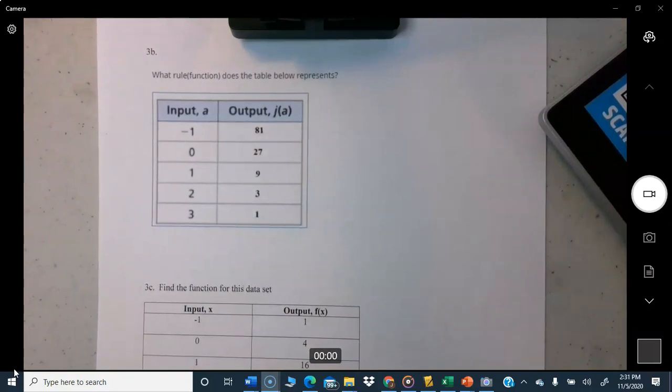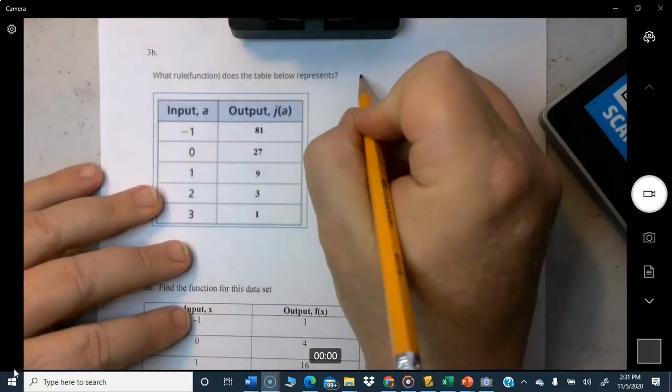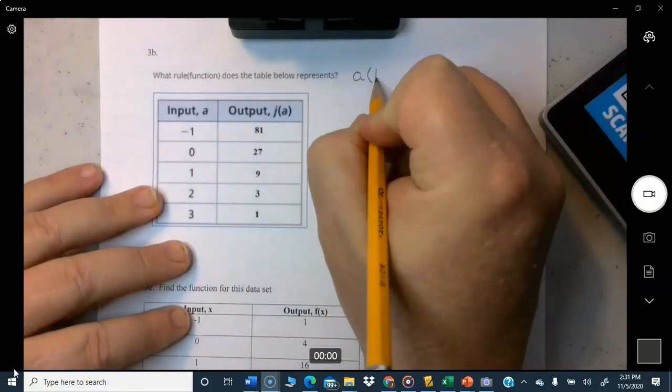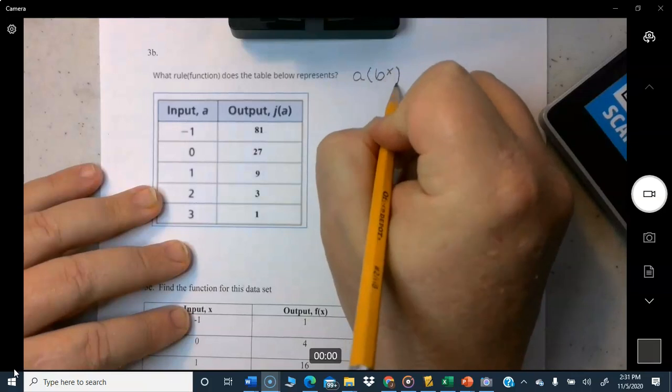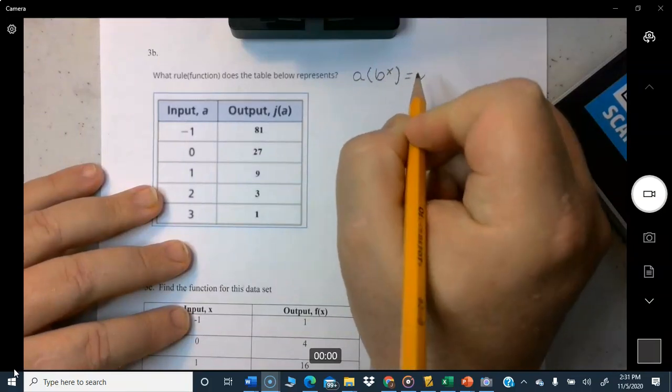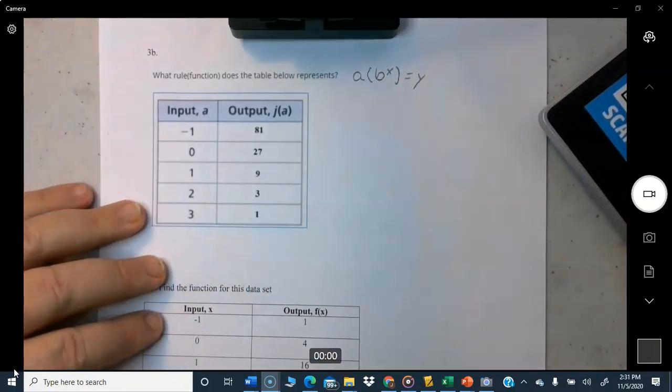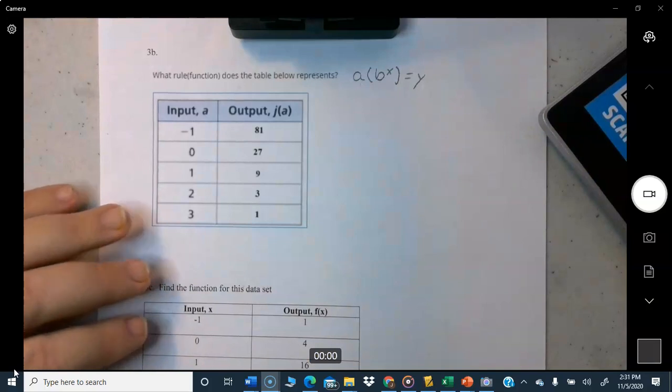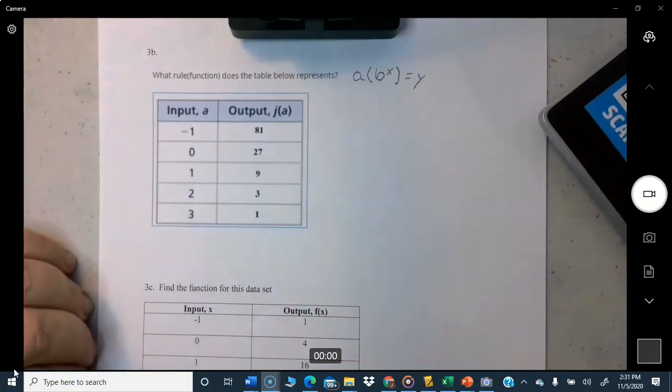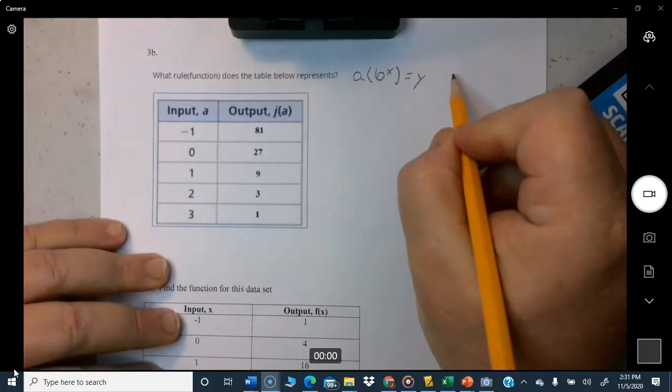Just remember, you want to start with this general equation, and you want to find what a and b are. And the numbers you want to start with are 0 and 1. Okay, so go ahead, pause the video, try that, and then turn it on, and I will show you the answers.